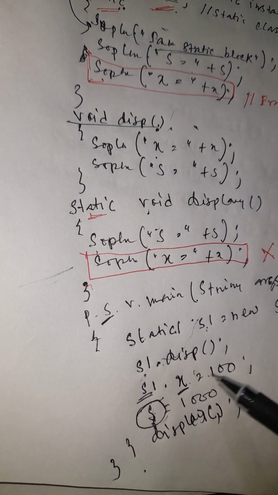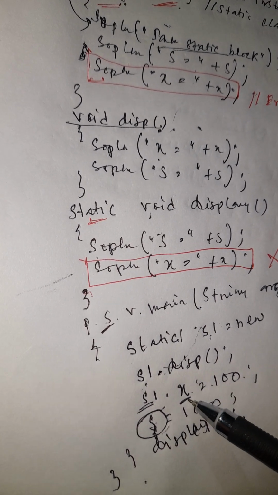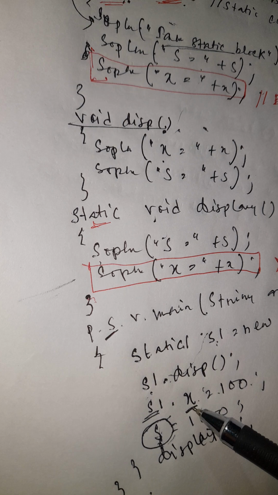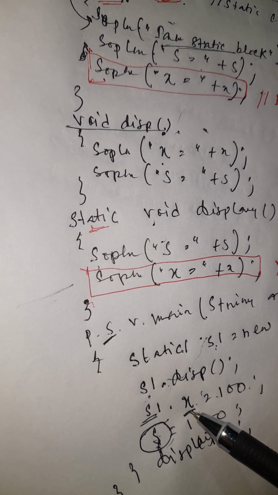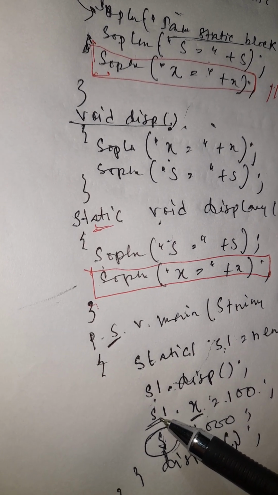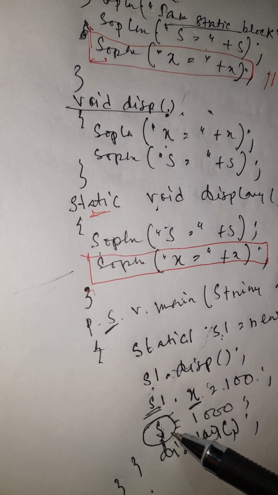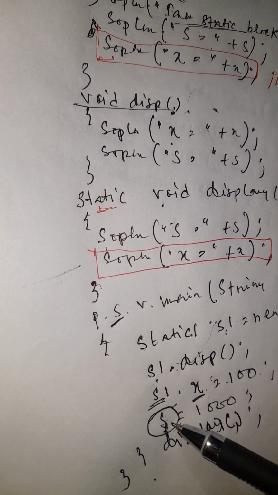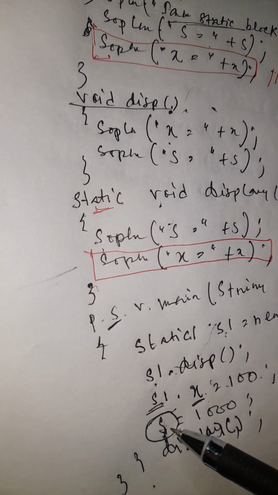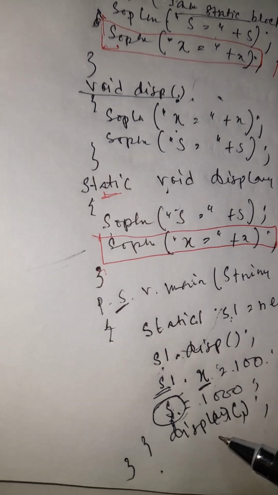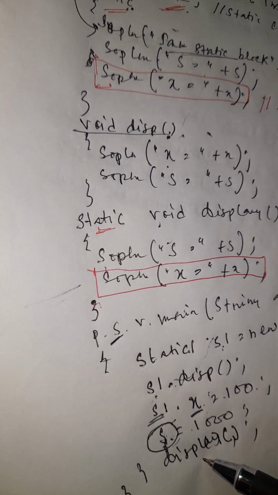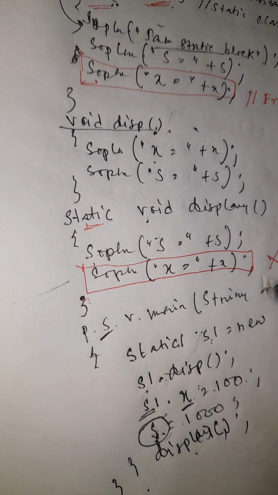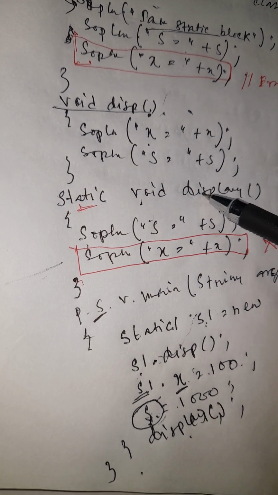Okay, next part, what we did? s1.x equal to 100. Now I initialize the value of x, which is a non-static member, so we should call it with the help of the s1 object. And s is a static variable, so there is no need to call it with the object, as it is a class variable, so directly you can use it, s equal to 1000. Now I call the display function.